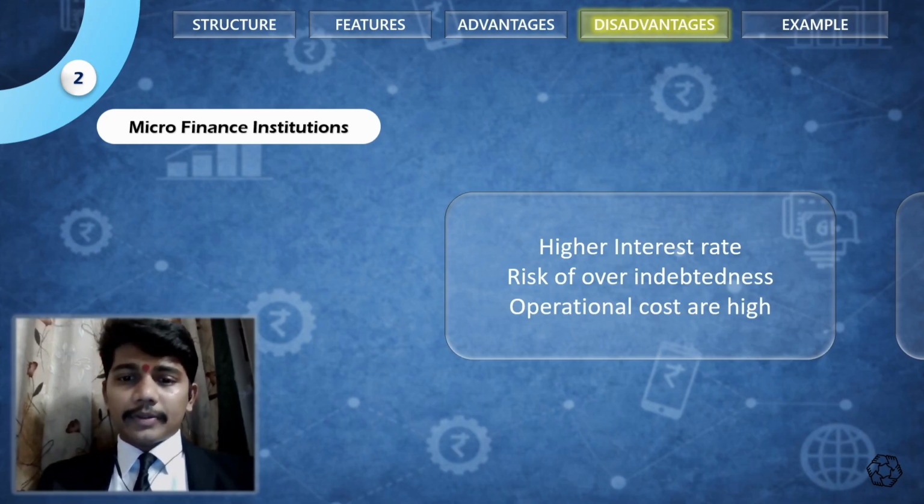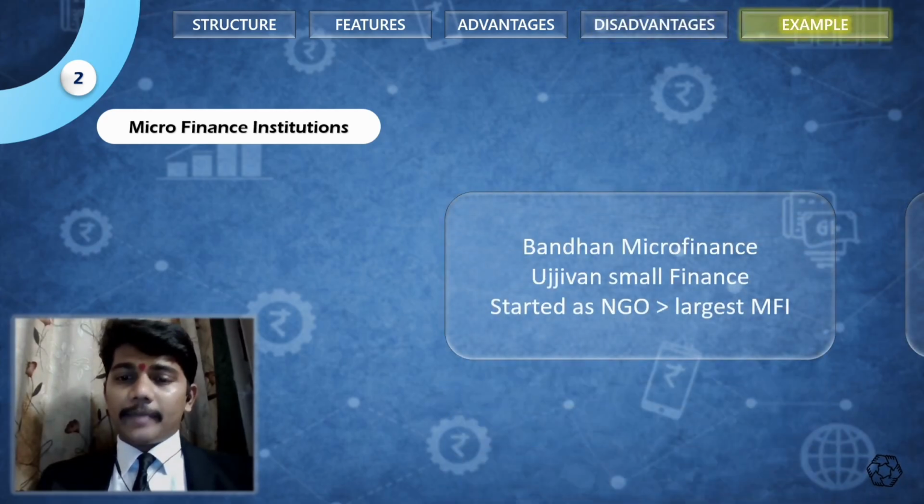Moving to the examples, we have Bandhan Microfinance, Ujjivan Small Finance. These started as an NGO and now have become the largest. Bandhan was started as an NGO and now has become the largest microfinance institution.